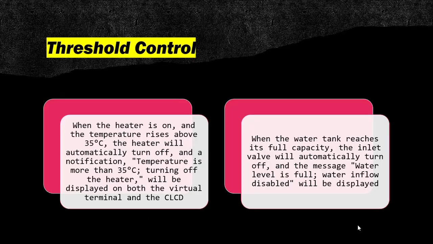Next is threshold control. As I said, the threshold for temperature is 35 degrees Celsius, beyond which the heater will automatically turn off. And for the water tank, 2000 is the minimum water level it can go, below which the inlet valve will automatically turn on and the outlet valve will turn off. This is the threshold control system.